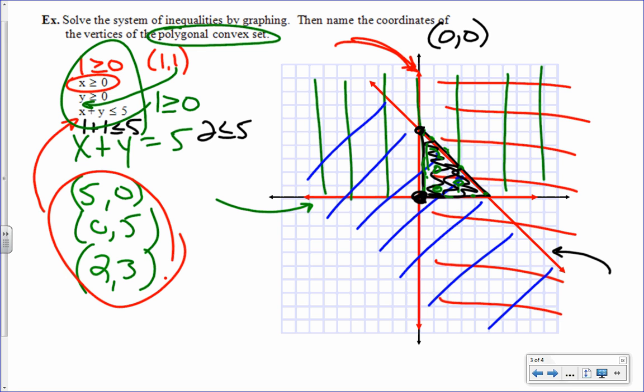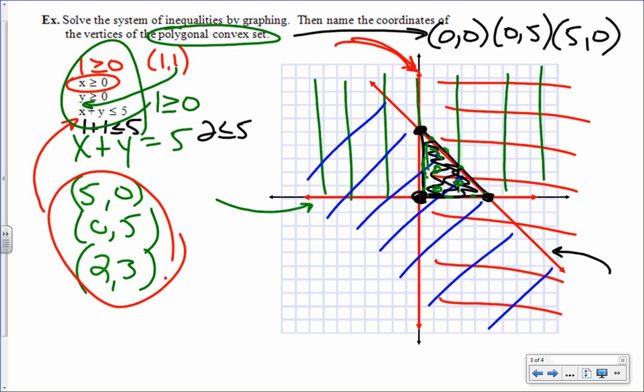And we've got this one up here, which is (0, 5), right? And then this one over here, which is (5, 0). Okay, those are the vertices of the polygonal convex set. Those are going to be very important points here in a little bit when we do another problem. Any questions so far?